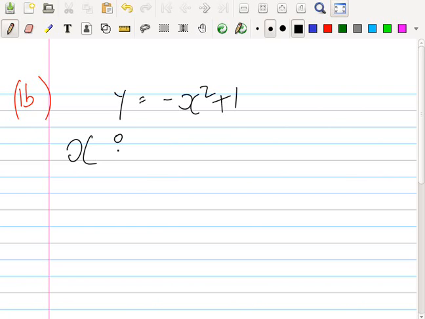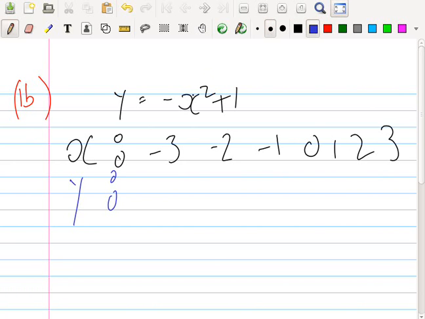Okay, so let me do 1b. Y equals minus x squared plus 1. I'll make my table. Minus 3, minus 2, minus 1, 0, 1, 2, 3. And then here's my y.